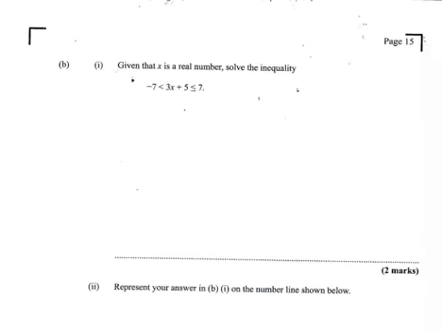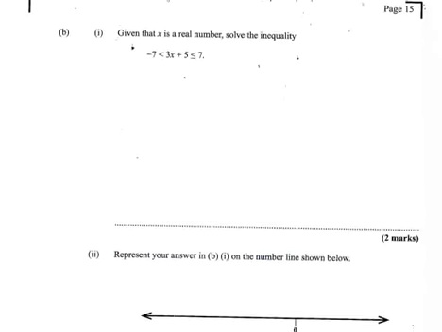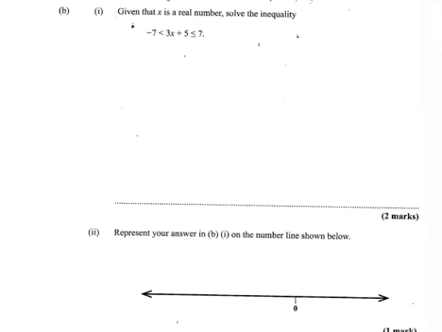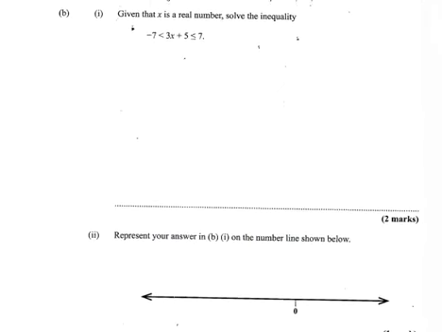Alright, next we have a question on inequality. We have an inequality question, and the question says, given that x is a real number, solve the inequality. Alright, so this is actually two inequalities in one. We have minus 7 is less than 3x plus 5, which is less than or equal to 7. So this is actually two inequalities in one, and this inequality is read from the middle.